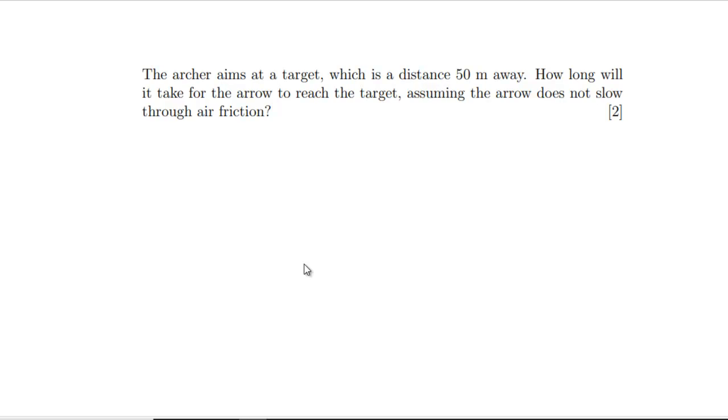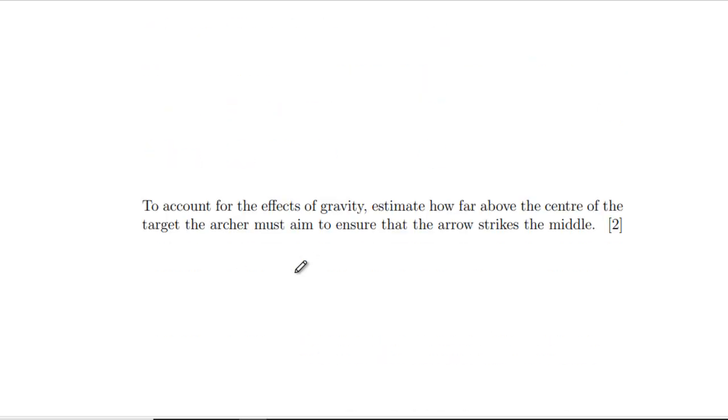How long will it take for the arrow to reach the target, assuming that the arrow does not slow down? Right, well, it's going 50 meters at 50 meters per second. So 1 second. Right, okay, easy enough.